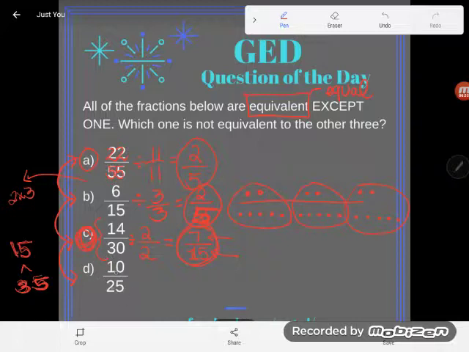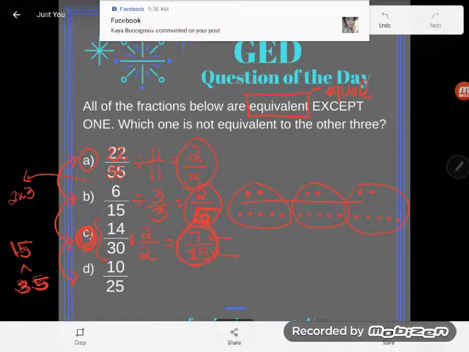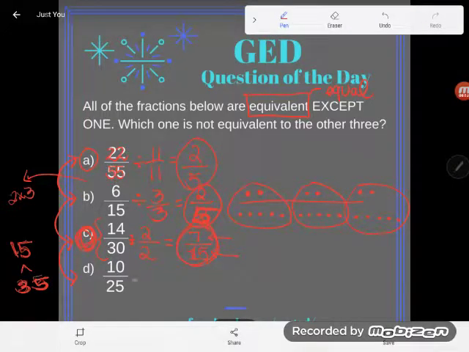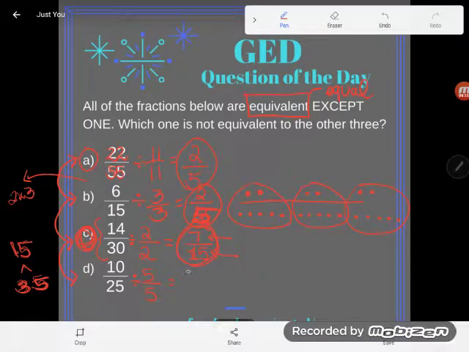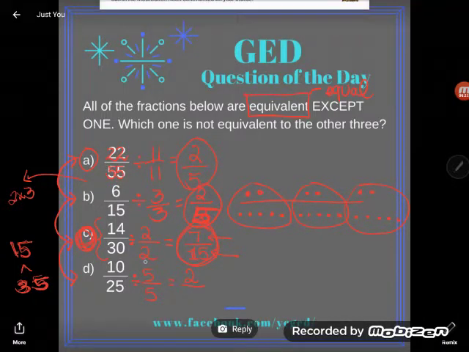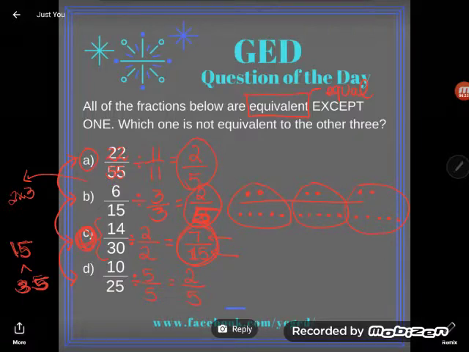So 10 out of 25, I see a common factor screaming at me here. These numbers end in 0 and 5. They must be divisible by 5. 10 divided by 5 is 2. 25 divided by 5 is 5. And again, I see that same basic relationship. For every 2 things on the top, there are 5 things on the bottom.